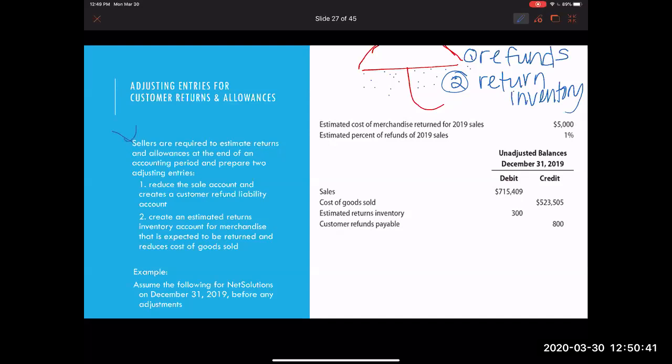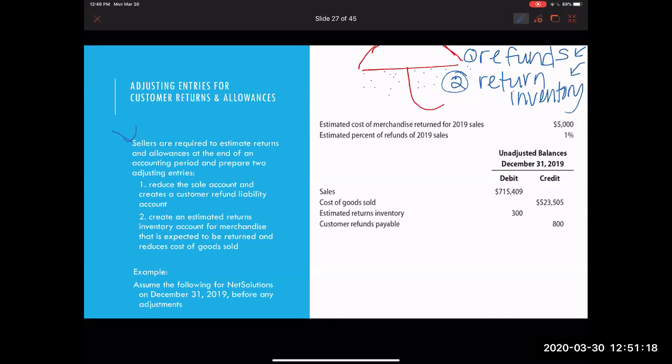So here we are talking about this. It says the sellers are required to estimate returns and allowances at the end of the accounting period and prepare two adjusting entries. As I mentioned, one is for refunds and one is for the return of inventory. The first one reduces the sales account and creates a customer refund liability account. The second one creates an estimated returns inventory account for merchandise that is expected to be returned and reduces cost of goods sold.